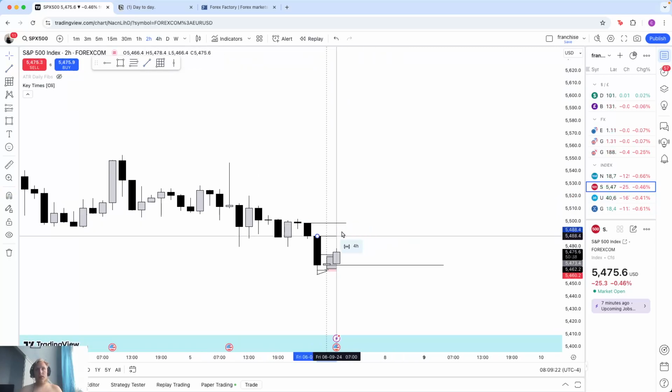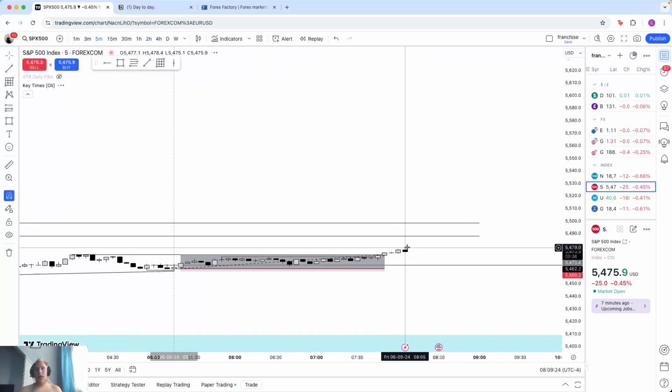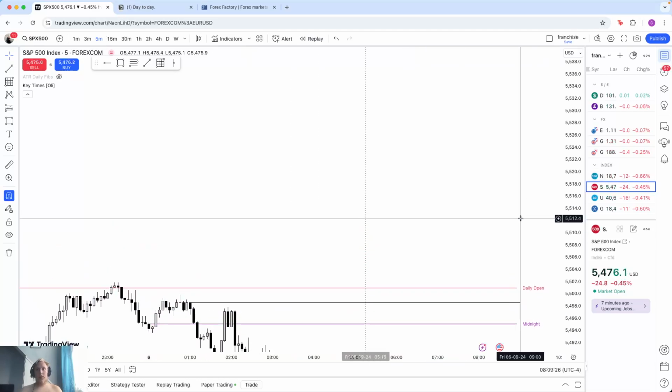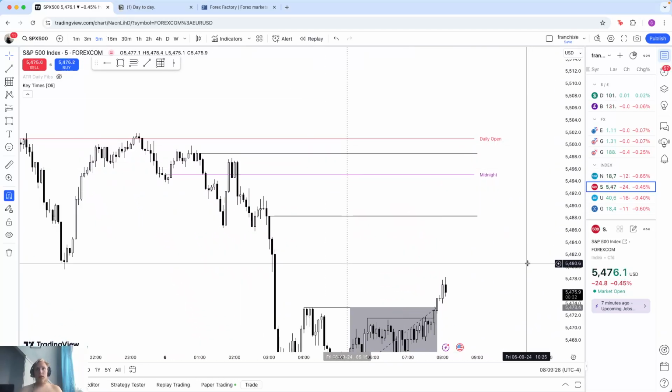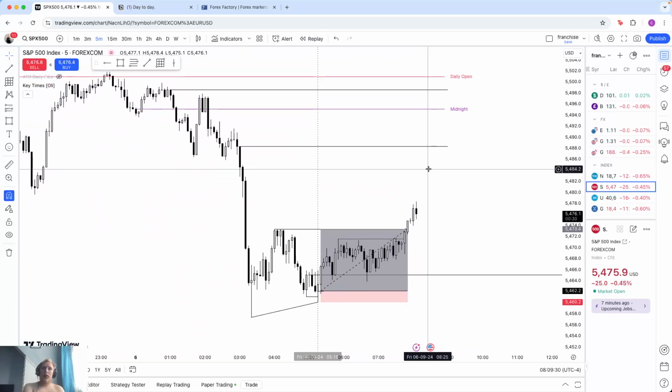Because remember, price is fractal. Bang. So we can have 2 take profits right there. So yeah, that was it.